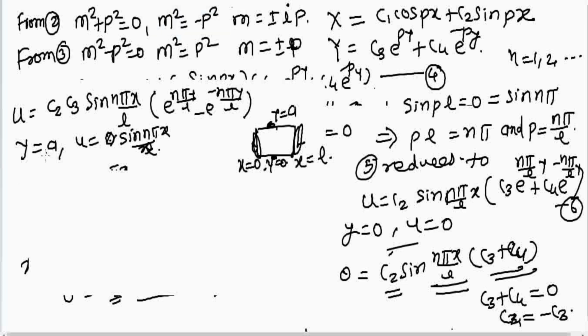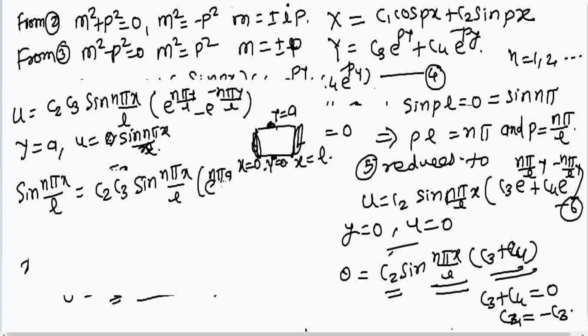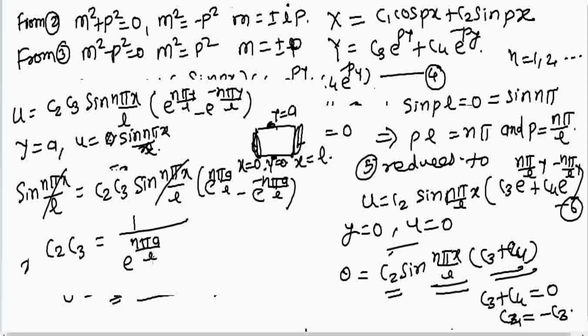If we use this condition to get the values of C2 and C3, then we have sine of n pi x divided by L equal to C2 into C3 into sine of n pi x divided by L into e raised to n pi a divided by L minus e raised to minus n pi a divided by L. Now see here, sine n pi x will be cancelled, and we have C2 into C3 equal to 1 divided by e raised to n pi a divided by L minus e raised to minus n pi a divided by L. Okay, let us put this value in this equation. Suppose this is equation number 7.